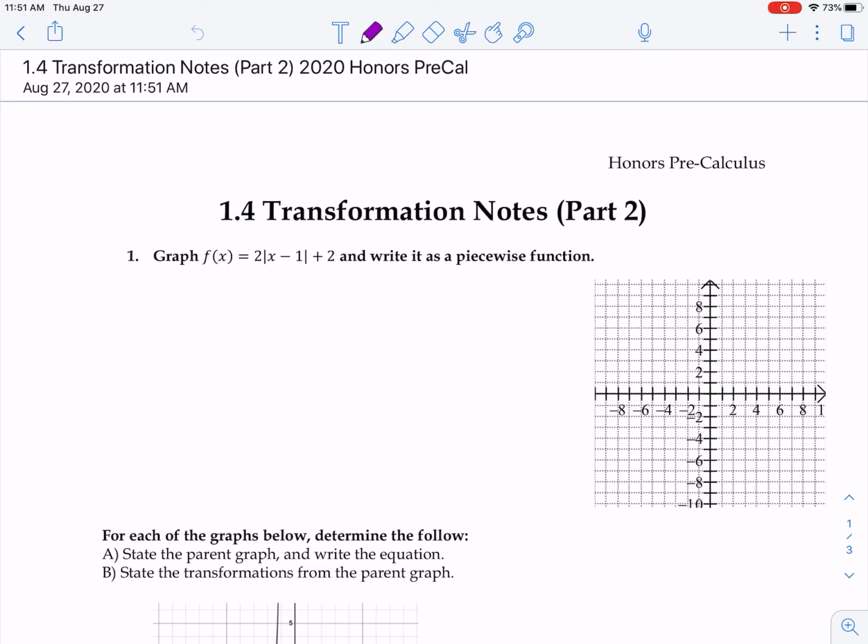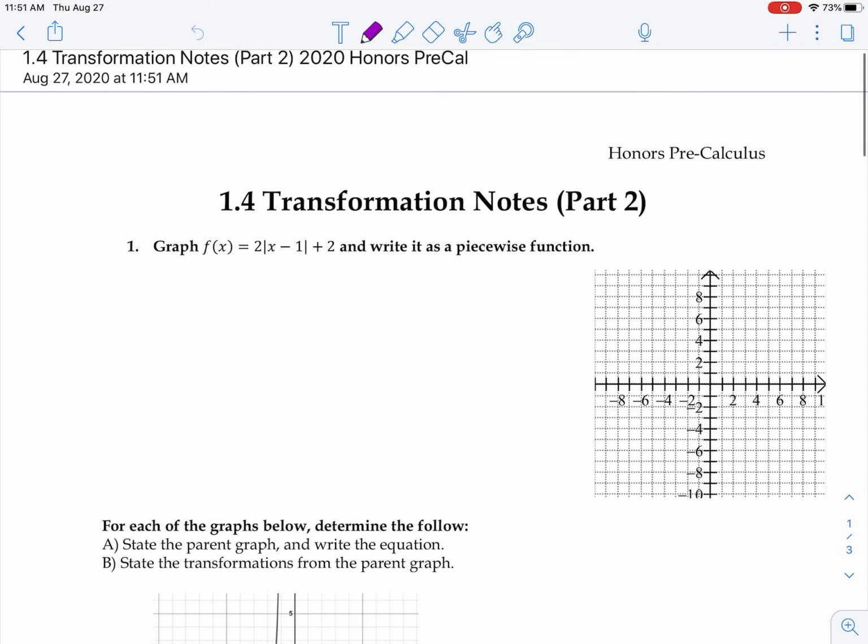Okay, today we're going to learn transformations part 2. The first example is an absolute value function, and we're going to try and write it as a piecewise function. But first we need to graph it. Remember the parent function, f of x equals absolute value of x, starts here at the origin and goes like this.